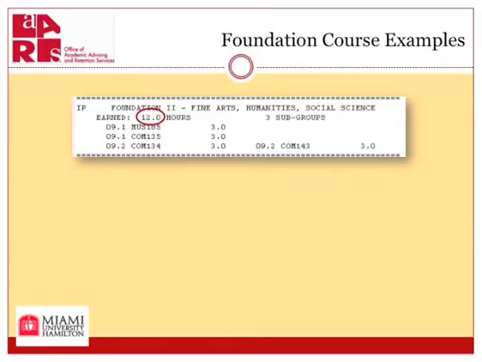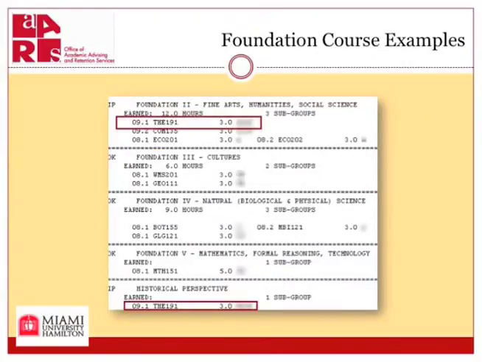Note that this totals 9 credits, while the DAR indicates that 12 credits are needed for Foundation 2. The remaining 3 credits can be from fine arts, humanities, or social science. A course can only count for one foundation within the Miami Plan. The exception to this rule is the historical perspective.